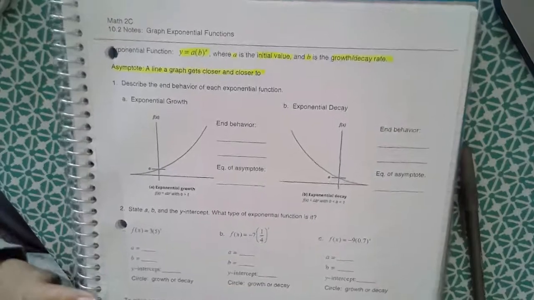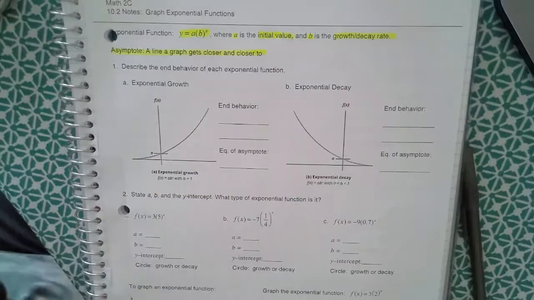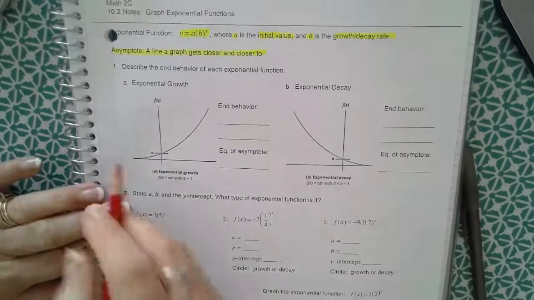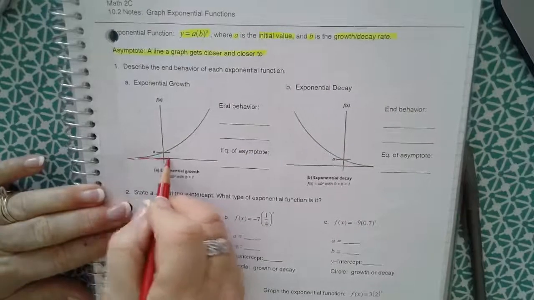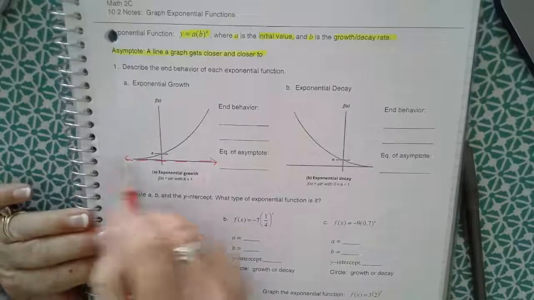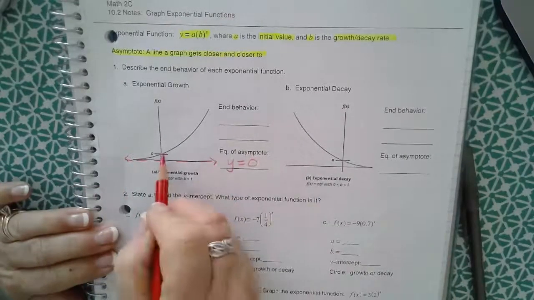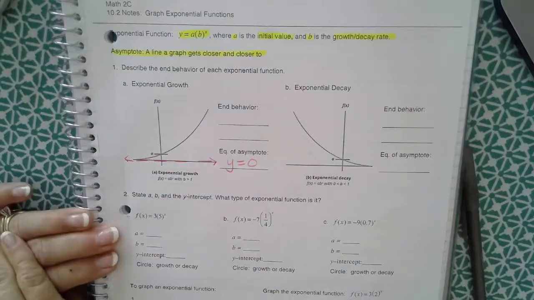So exponential growth, if you look at this first graph, it's going uphill. So that's exponential growth. Now, if we're looking at this, it's getting closer and closer and closer to the x-axis. Right there, that is our asymptote, and that is the equation y equals 0. So it's getting closer and closer and closer to that, but it's never quite getting there.